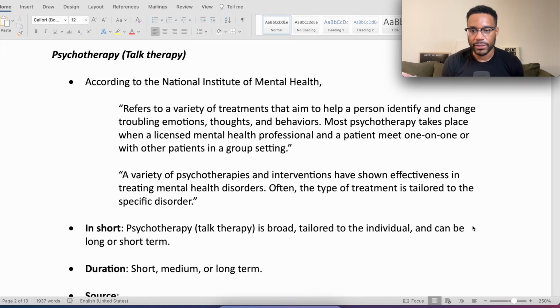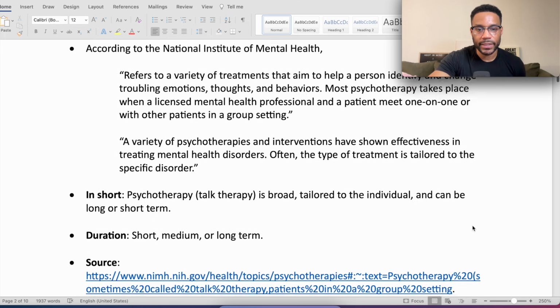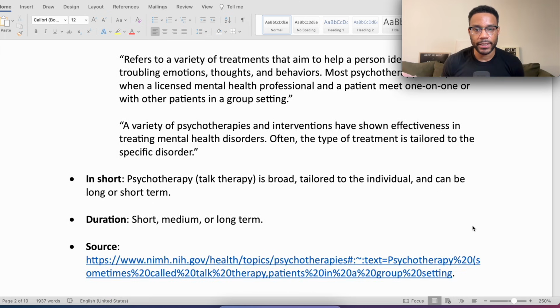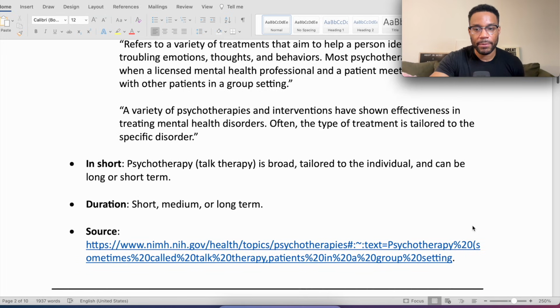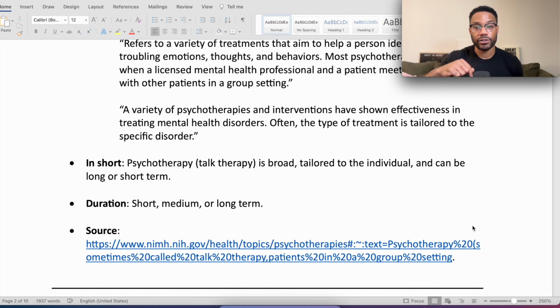Often, the type of treatment is tailored to the specific disorder. And in short, psychotherapy or talk therapy is broad, tailored to the individual, and can be long or short term. Duration, again, it can be short, medium, or long term. And the source right here, I'm going to put the sources in the description below.